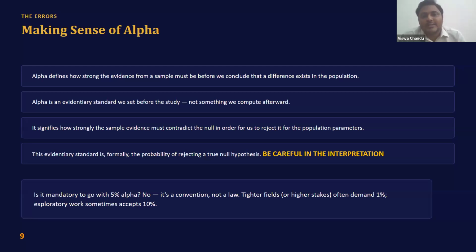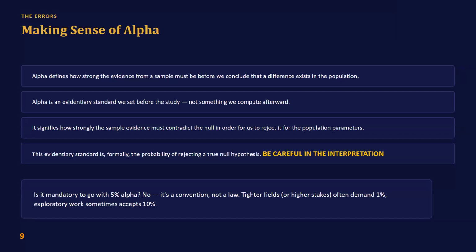Alpha defines how strong the evidence from a sample must be before we conclude that a difference exists in the population. So very straightforward. It is like an evidentiary standard. It is like a pass mark, which we are already setting before we start the study. It is not something which is retrospectively done. And it signifies how strongly the sample evidence must contradict the null. And null is always about the population. I already told you that hypotheses are always about the population. So it signifies how strongly the sample evidence must contradict the null in order for us to reject it for the population parameters. This evidentiary standard is formally the probability of rejecting a true null hypothesis. Very simple. The probability of rejecting a true null hypothesis is what your alpha is.